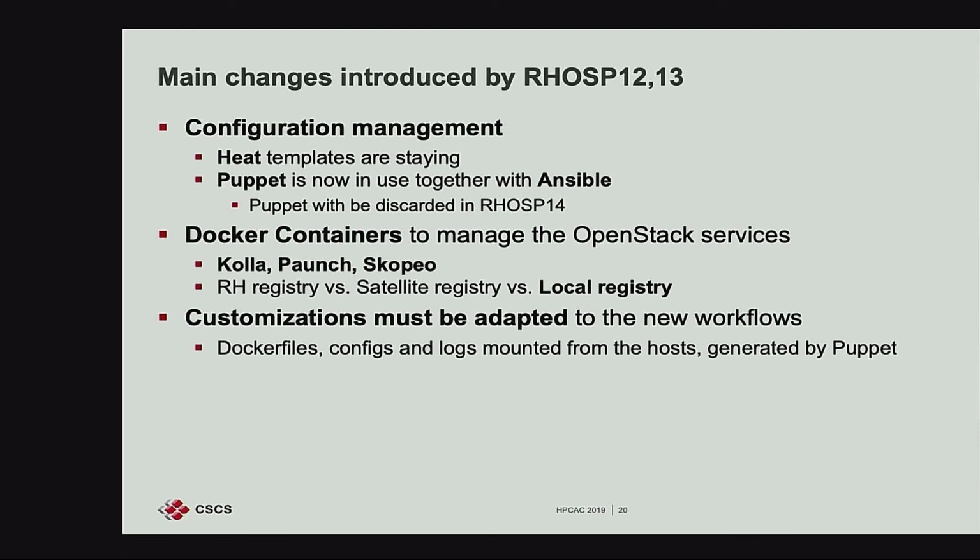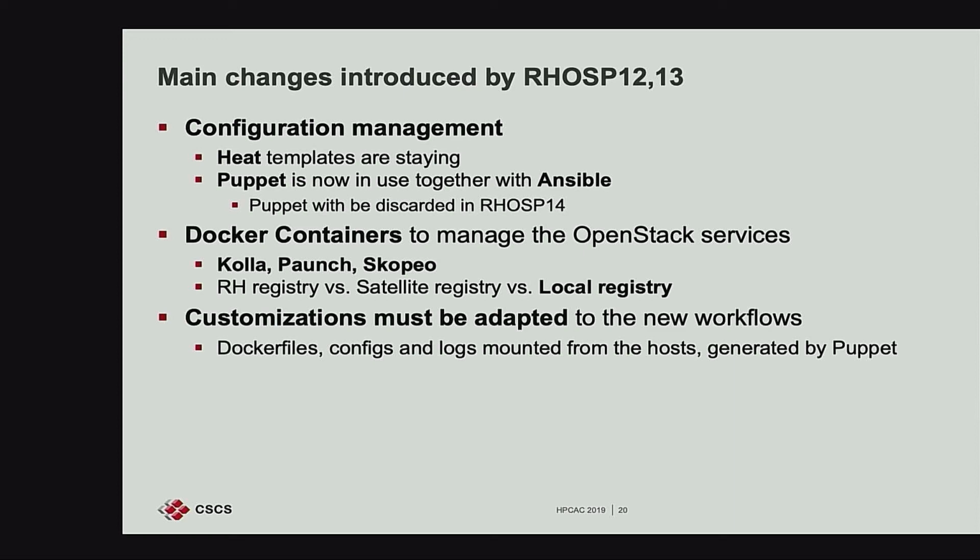When we moved from Red Hat OpenStack Platform 11 to version 12, we saw some very big changes in the infrastructure and the way of deploying the system, mainly in the configuration management part, because Red Hat has bought the Ansible configuration management tool, and now they are migrating all the configurations from Puppet to Ansible. And also, they decided to shift from systemd services to Docker containers.